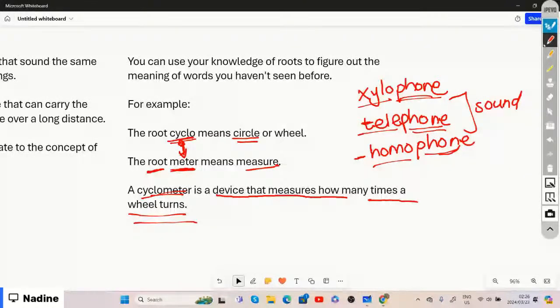And here we have an example of xylophone, telephone, and homophone, right? Phone means sound, which means that a xylophone is a musical instrument where you make sound. A telephone is a device where you can hear somebody speaking, so you hear sound from the other side. And homophones are words with the same sound, but they have different meanings.